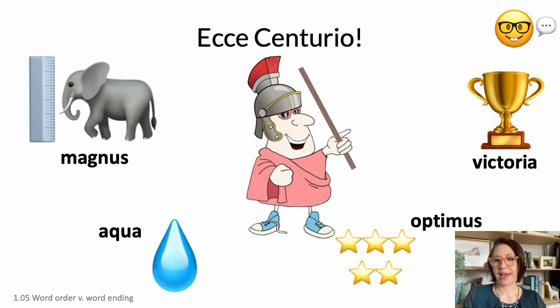Then a pupil can come out to the front of the class and be the centurion. He or she will call out the Latin words individually as orders, which the rest of the class have to obey by miming. You can also use this vocabulary as a stimulus for talking about English derivatives. So, for example, you could ask the students to list as many English words as they can think of that have A, Q, U in them and have a connection with water.